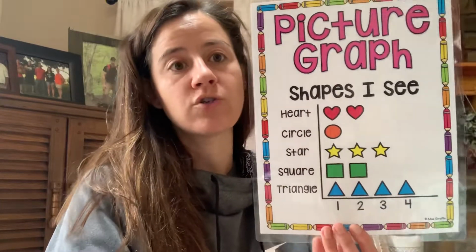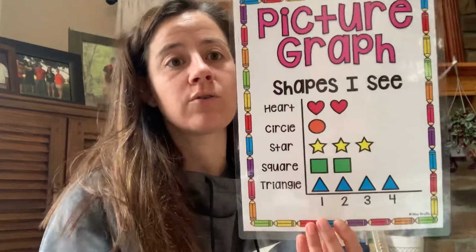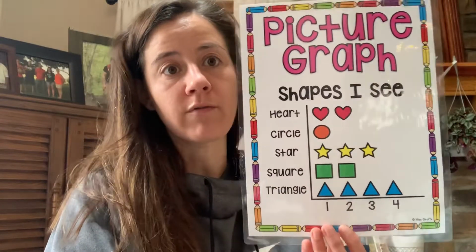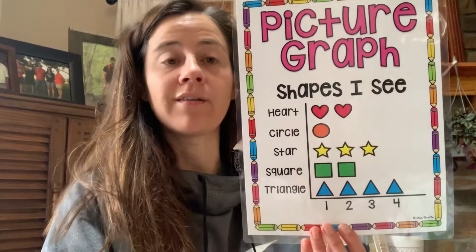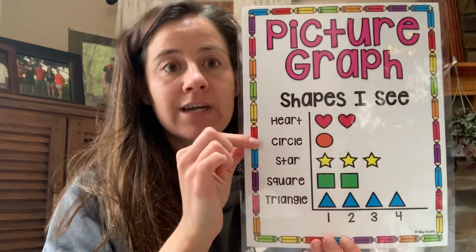So some of the questions you are going to be getting on your quiz today are, which one is the most? So if that were our question for this graph, we would say that triangles are the most. There are 4 of them. You might get the question, which one is the least? In this graph, our circle is the least.